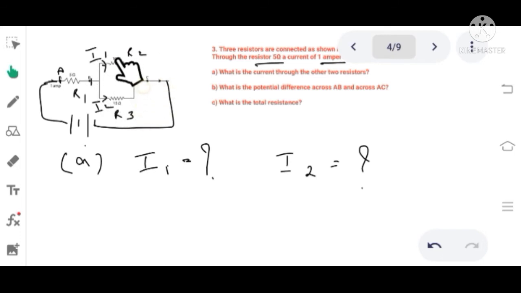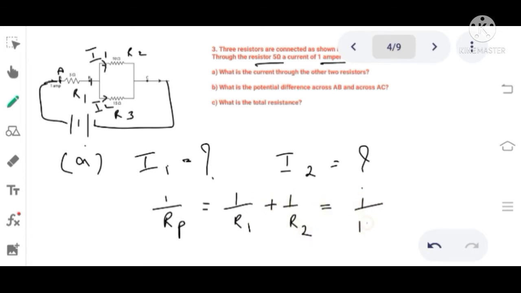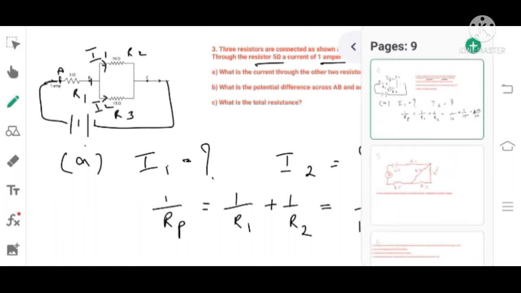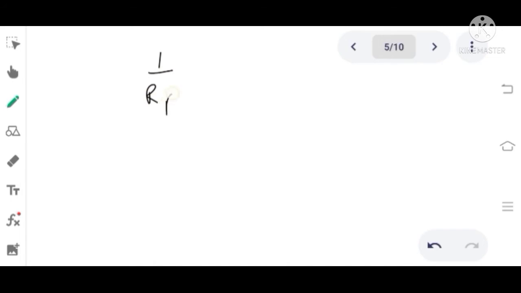But before that, you can notice R2 and R3 are parallel to each other. So let's find out their equivalent resistance. 1 by Rp equal to 1 by R2 plus 1 by R3. This is the formula for equivalent resistance. R2 is 10, R3 is 15. So 1 by 10 plus 1 by 15. This is step 3 calculation. Take the LCM 30. 3 plus 2, so 5 by 30. So 1 by Rp comes out to be 5 by 30, which is 1 by 6.